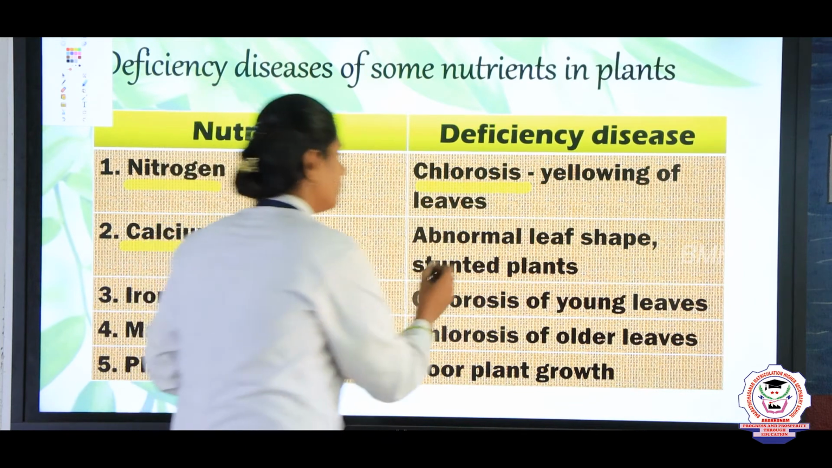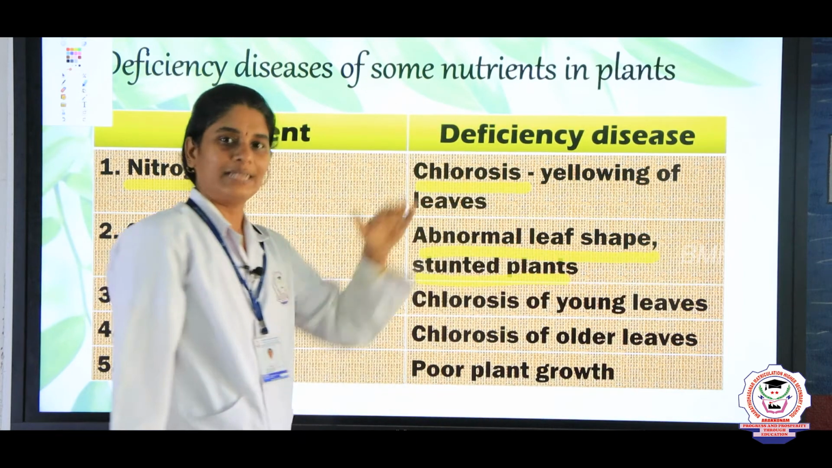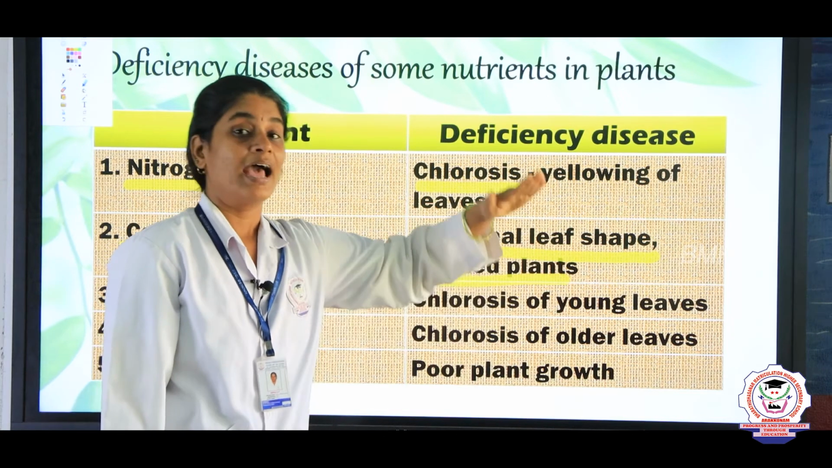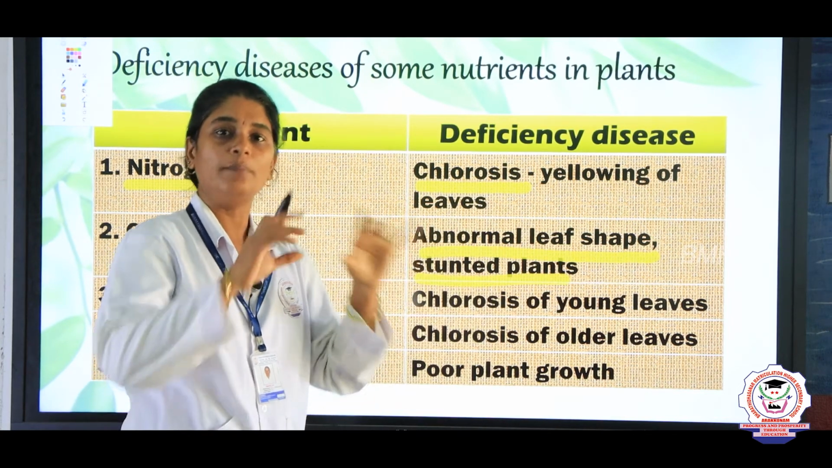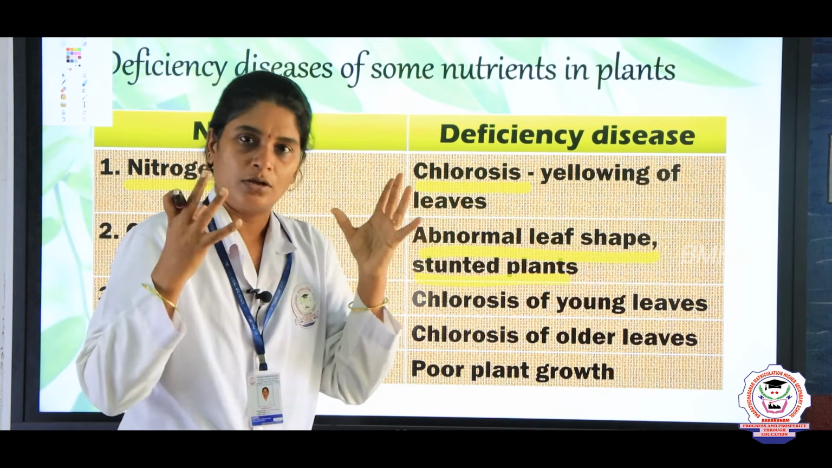Okay. So, abnormal leaf shape and stunted growth. Stunted growth means the height of the plant will not increase, and the shape of the leaf also will be abnormal. It will not be a normal shape. So, the shape of the leaf will be abnormal.